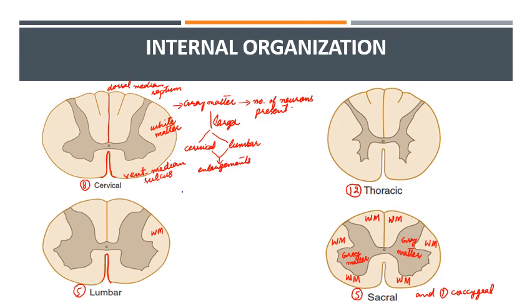These cervical and lumbar enlargements contain neurons that innervate limbs, both upper and lower limbs.